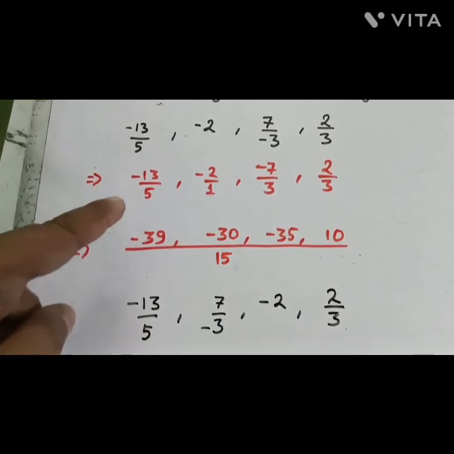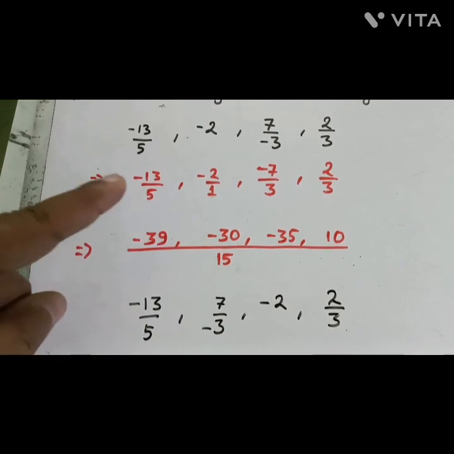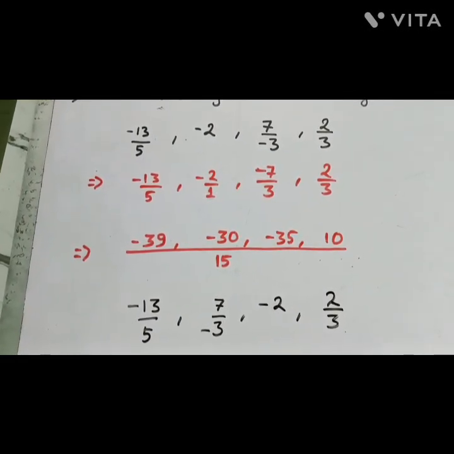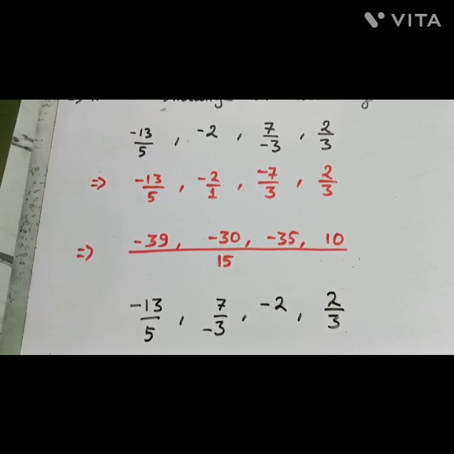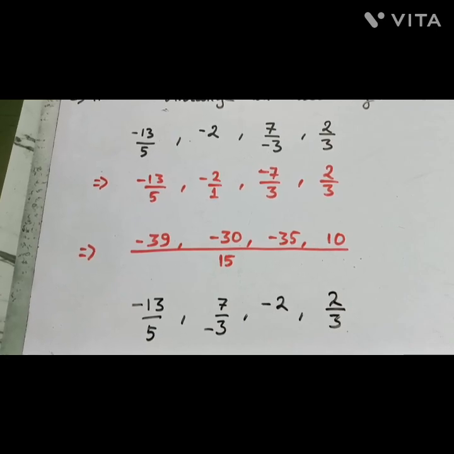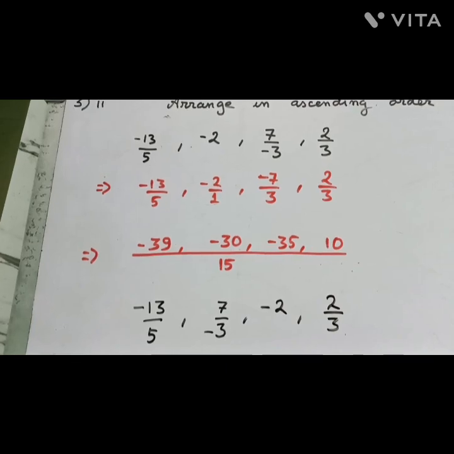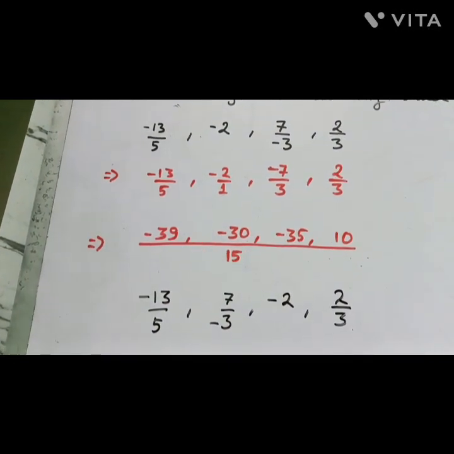So 5 goes into 15 how many times? 3. So we multiply the numerator by 3: minus 13 into 3, minus 39. 1 goes into 15 15 times, so minus 2 into 15 is minus 30. 3 goes into 15 how many times? 5 times. So minus 7 into 5, minus 35. And again 2 into 5 is 10.